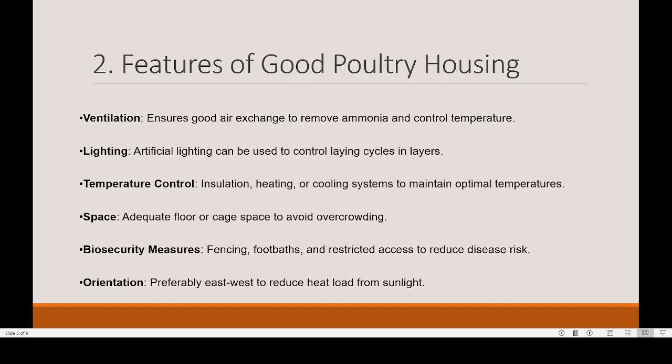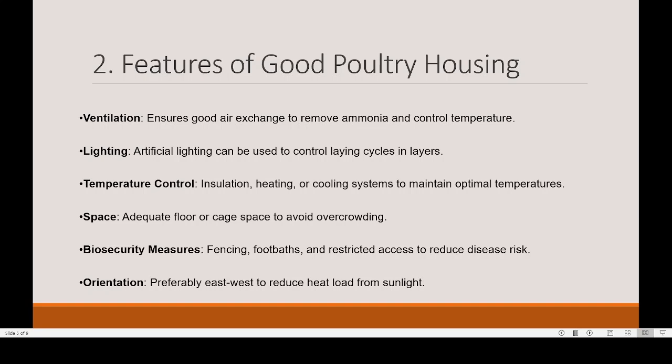Then orientation: preferably east-west direction to reduce heat load from sunlight. The east-west direction is the best, because if it is in the southwest direction, more sunlight will be entering the house during the noon time as well as morning time. So that is one method. These are some of the important qualities needed for a poultry housing.